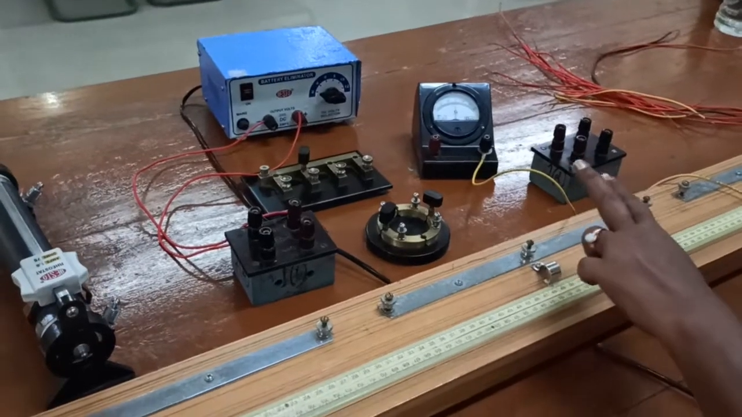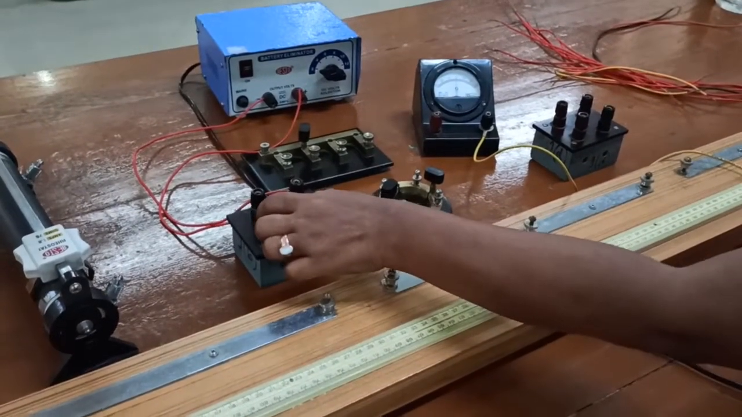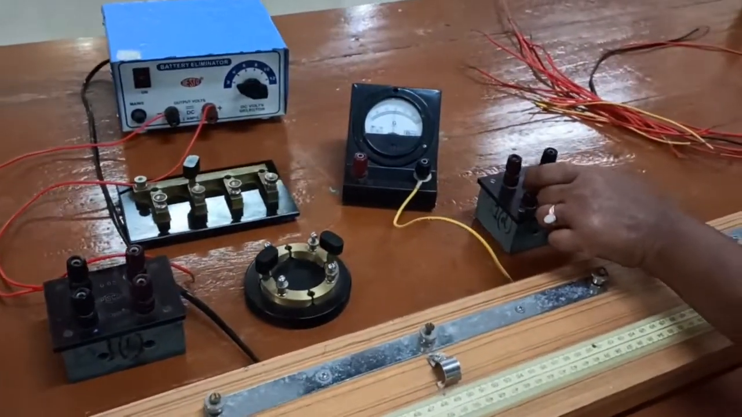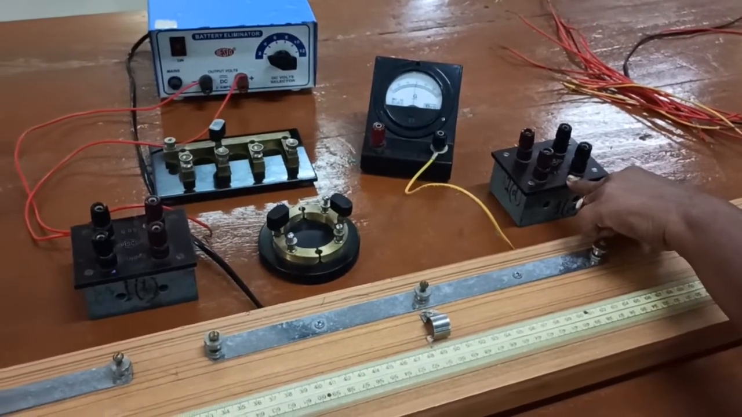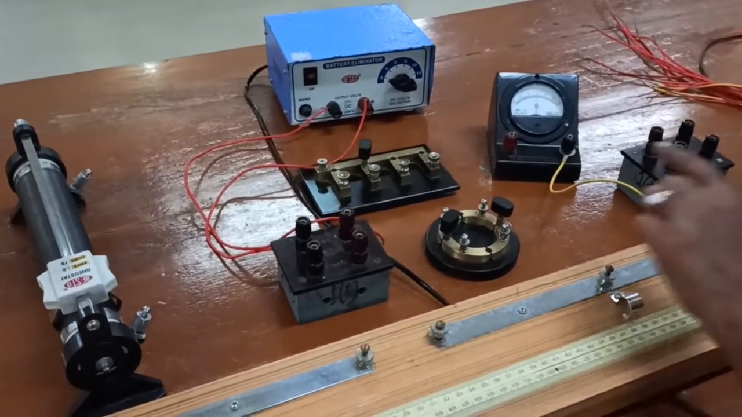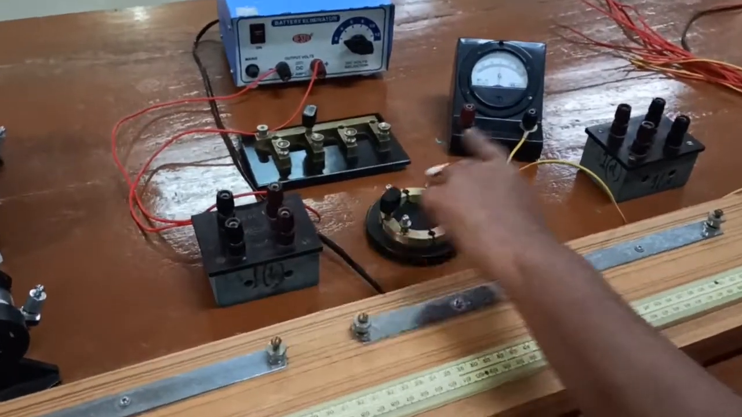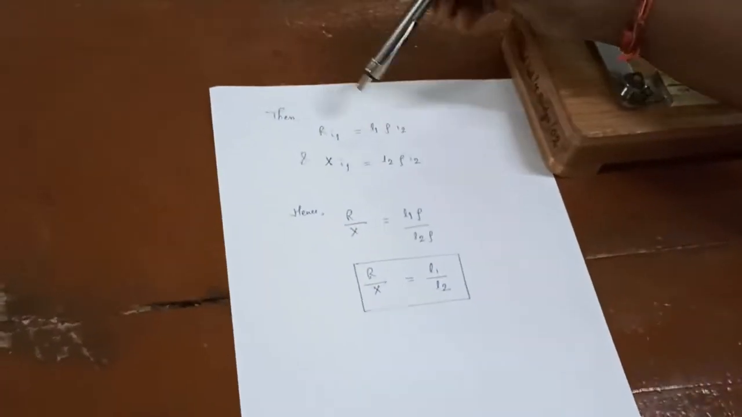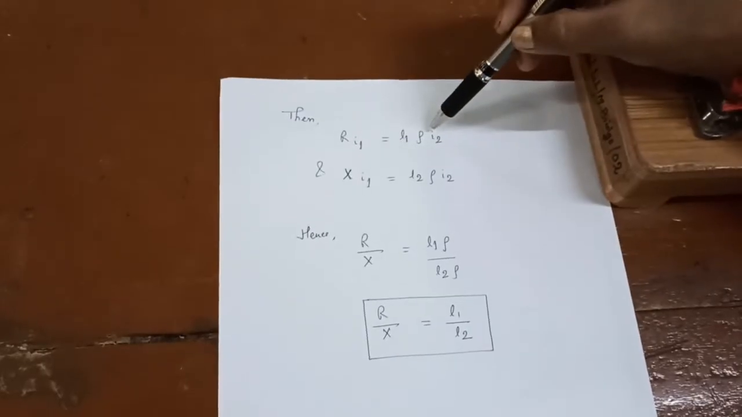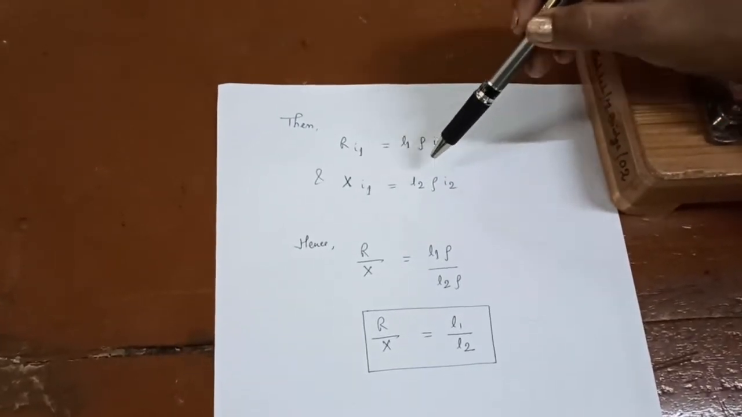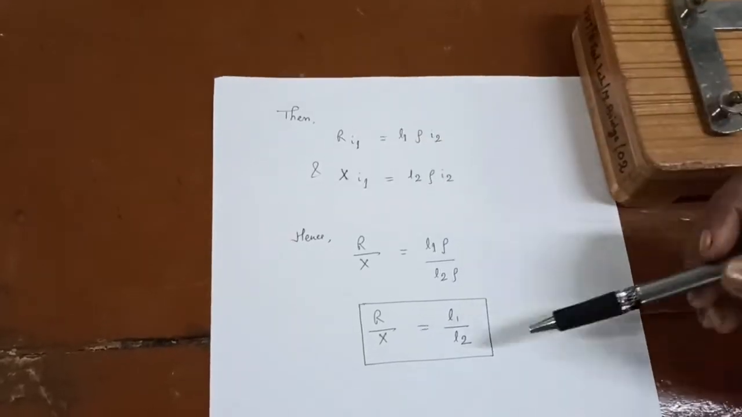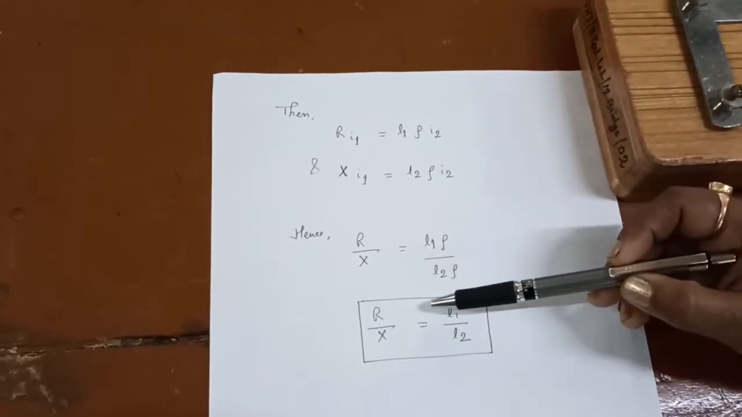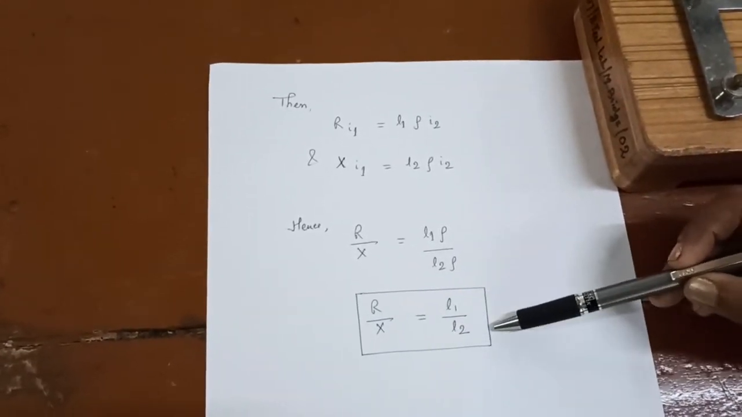In the low resistance circuit, the potential drop across R, AB, is R I1, and that across X, CD, is X I1. Since A dash, B dash, C dash and D dash are the equipotential points to A, B, C and D, we can write R I1 equals L1 rho I2 and X I1 equals L2 rho I2. Hence, R by X equals L1 rho upon L2 rho. Now, R by X equals L1 upon L2.